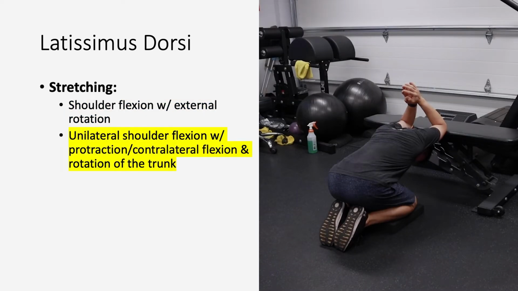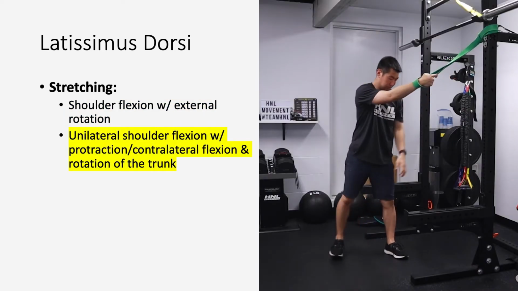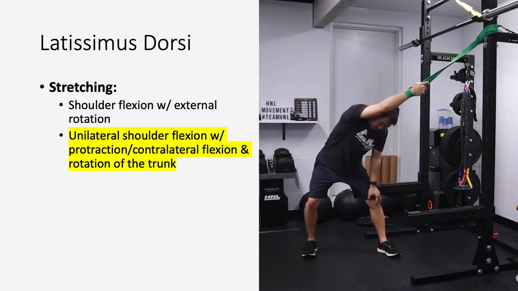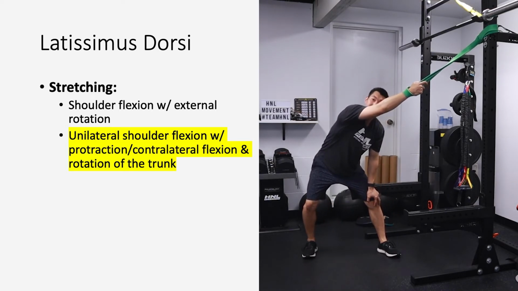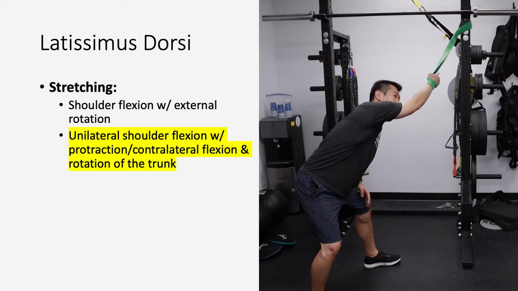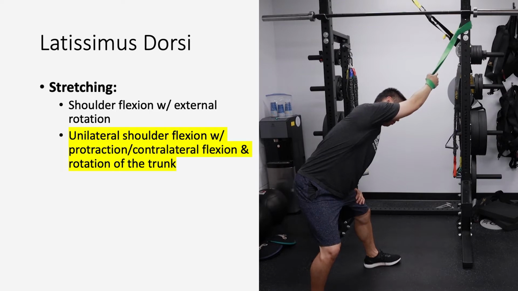You can stretch your latissimus dorsi unilaterally by grabbing onto something and going into protraction and shoulder flexion as if you're holding on to the side of the squat rack or holding onto a band. So those are some of the main ways that you're going to stretch your latissimus dorsi.